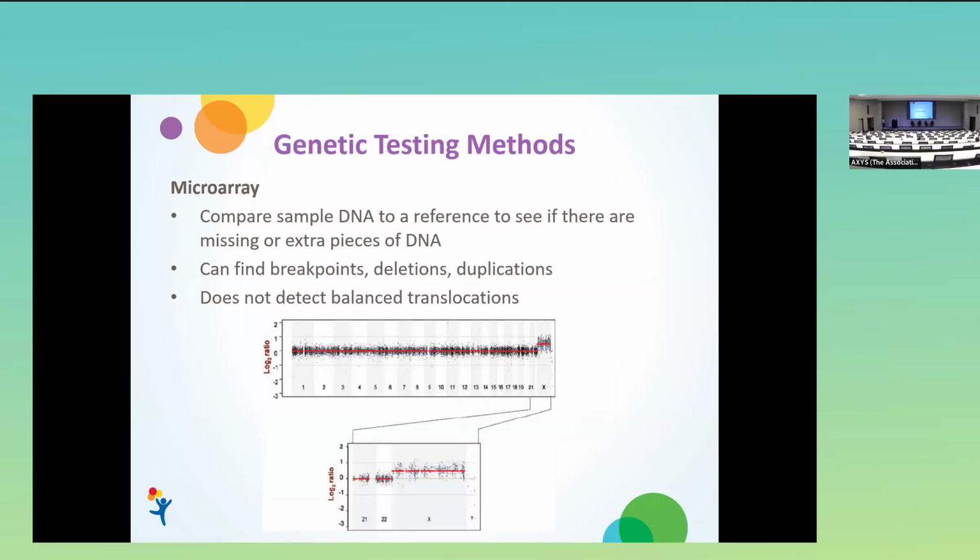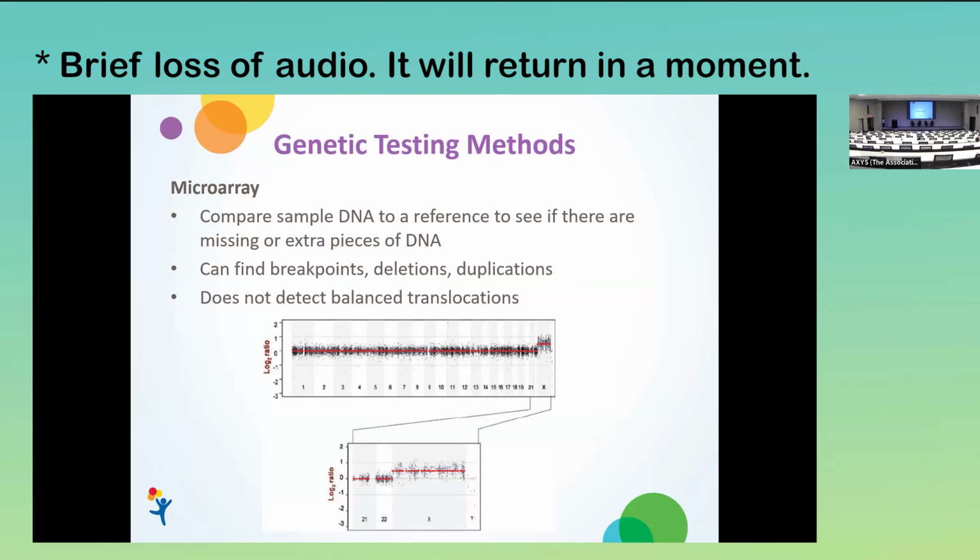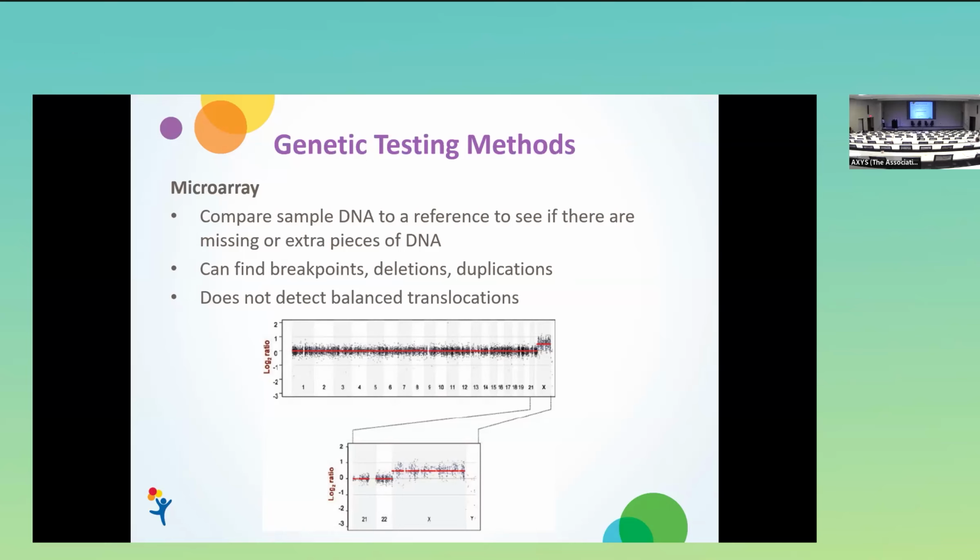What they also do during that analysis is look for probes that come back with more attached chromosomal material or less attached chromosomal material than we would expect. What that can help us do is identify breakpoints, deletions, and duplications, including aneuploidy, so basically extra or missing chromosomes.